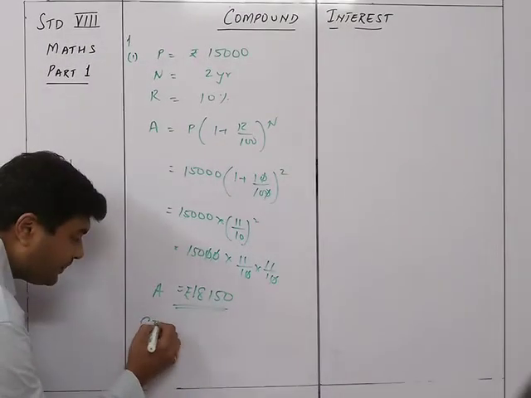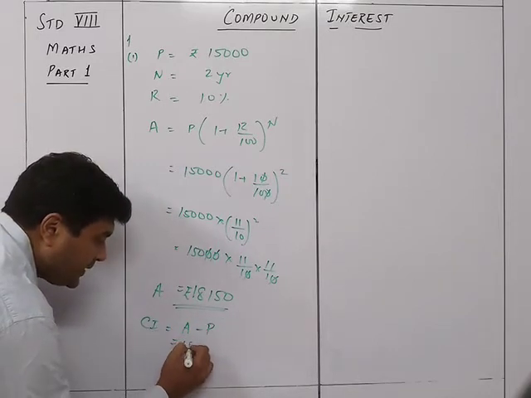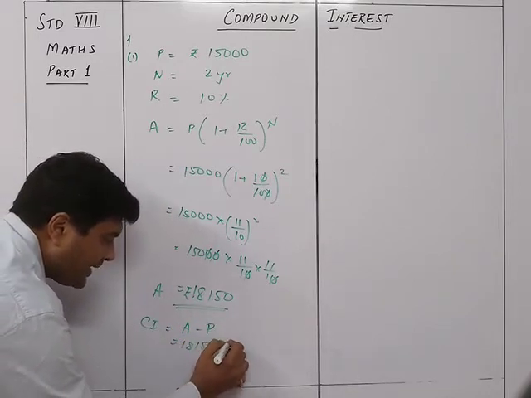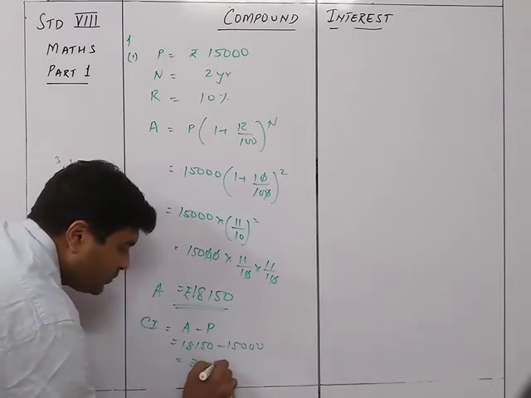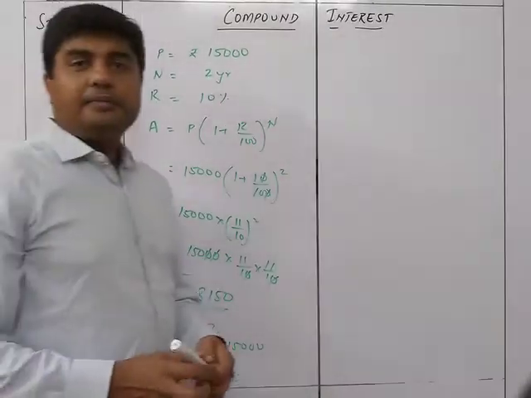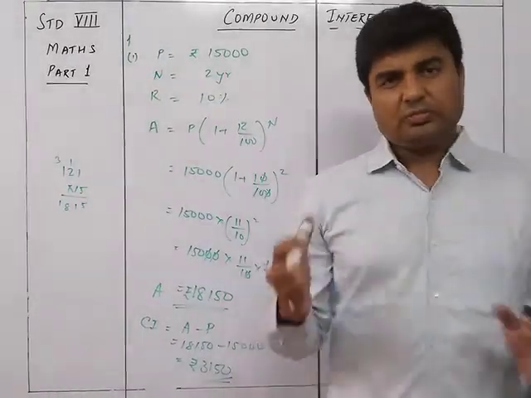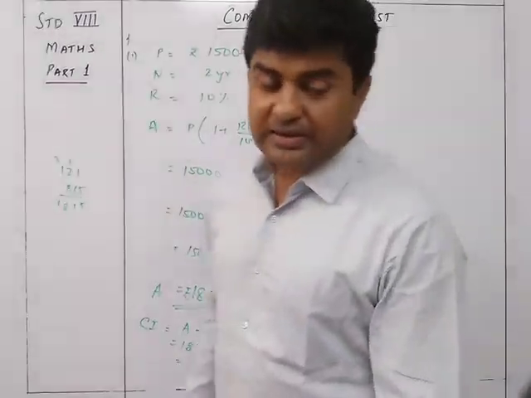Accordingly, compound interest is equal to A minus P, which is 18,150 minus 15,000, equal to rupees 3,150. Got it? Very simple sums. Calculation is very important, right? Otherwise quite simple.